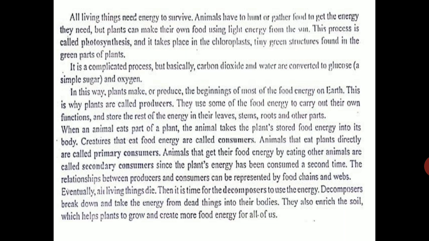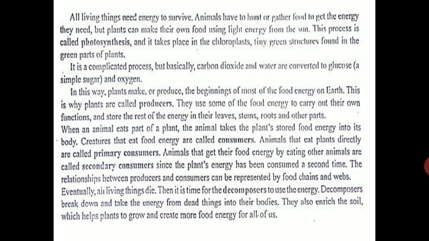It is a complicated process, but basically carbon dioxide and water are converted to glucose, a simple sugar, and oxygen. So CO2 and water are converted into glucose and oxygen. In this way, plants produce the beginning of most of the food energy on earth. This is why plants are called producers. They use some of the food energy to carry out their own functions, and the rest of the energy is stored in their leaves, stem, roots, and other parts.